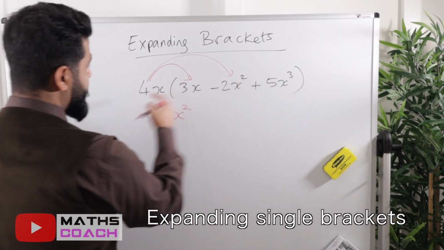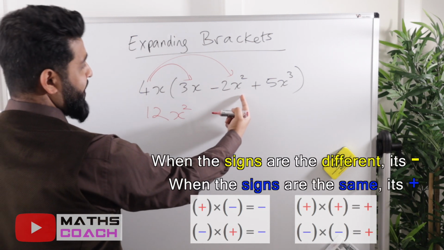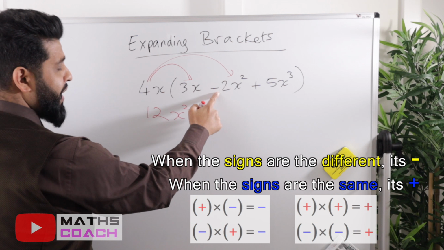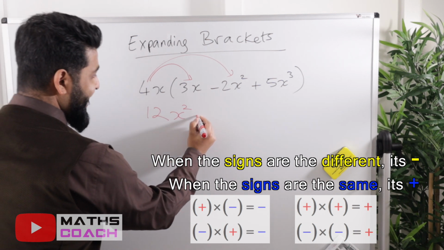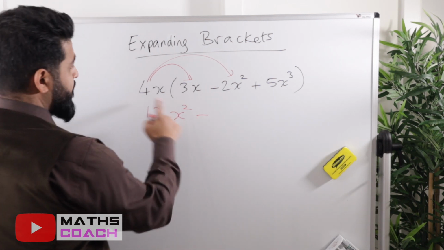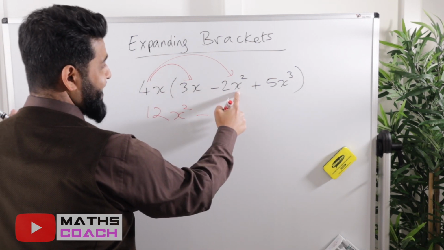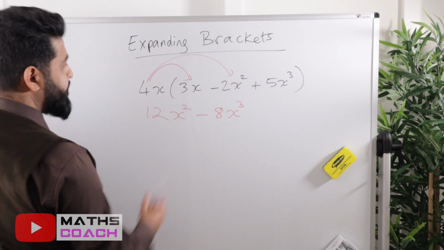Moving on to the next one, so 4x times by minus 2x squared. First of all, write down the sign. You've got a positive multiplying with a negative. That gives us a negative value overall. So 4 times by 2 is 8, and then x times by x squared, x cubed.